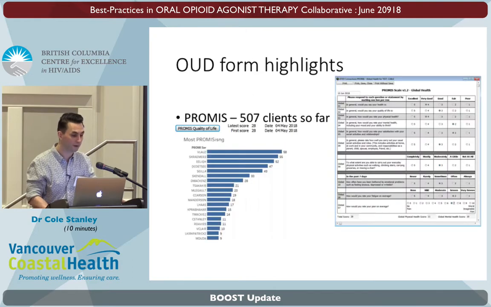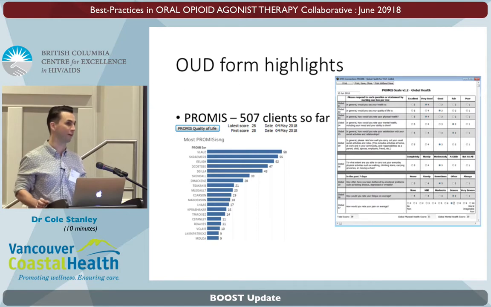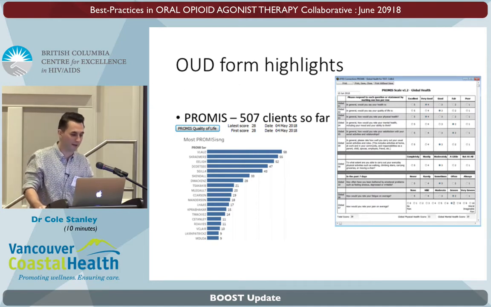So this is our PROMIS quality of life scoring tool that people have been using. It's been done for 507 clients so far. Some clinics have done quite a few, and others are just getting started at looking at this.